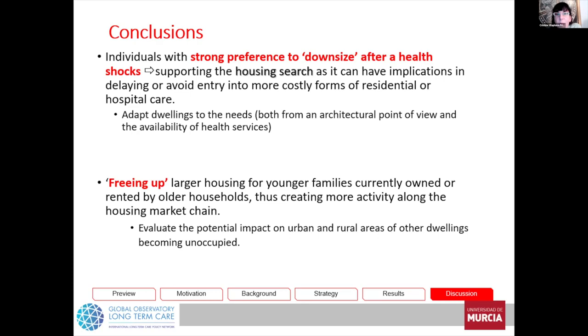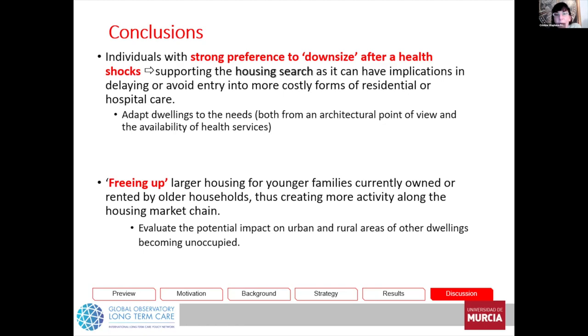But also there are people who want to downsize. However, at least in Spain, it's difficult to start looking for another dwelling. So public policy should support housing search, as it can have implications in delaying or avoiding entry into more costly forms of residential and hospital care. And this also has other important implications for freeing up households for younger families with kids.